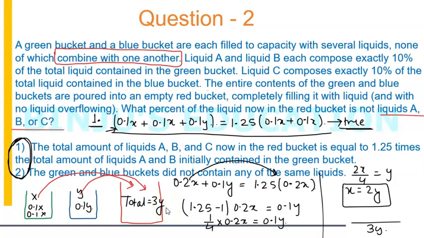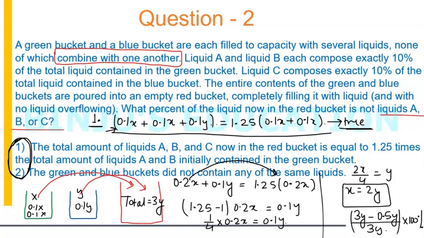Now in the numerator we will have 3y minus 0.2x plus 0.1y. Now 0.2x can be rewritten as 0.4y plus 0.1y, that is 0.5y. So multiply this by 100%, you'll get your answer.